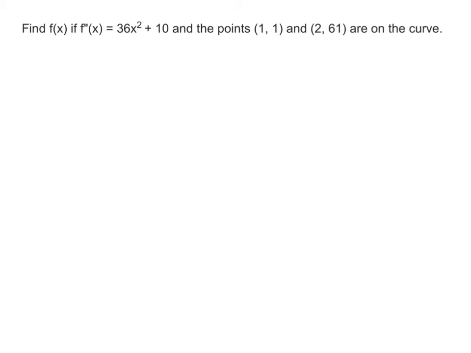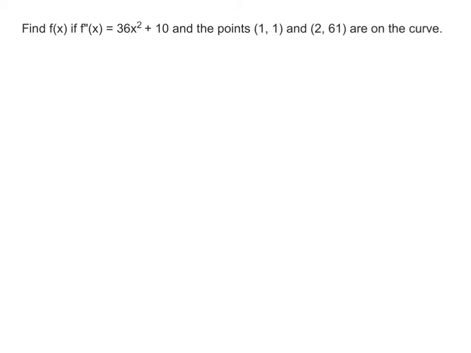If we know the second derivative is 36x squared plus 10, and we know that 2 of the locations this thing is at are (1, 1) and (2, 61), then what is the actual function? Notice we don't know anything about the velocity at this point. All we know are 2 different locations. So check this out.